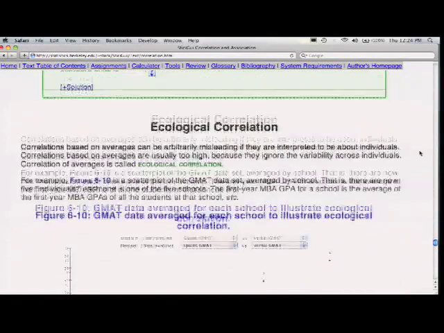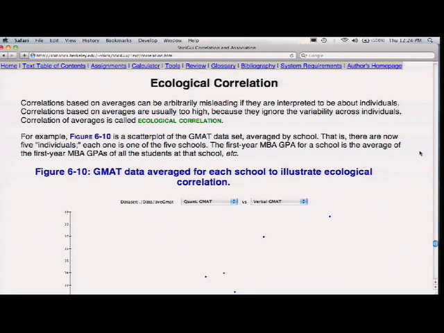Okay. Let's do something a little bit more conceptual: ecological correlation. There's a big difference between the correlation coefficient for measurements made on individuals and the correlation coefficient for measurements that are averages for different groups of individuals. For instance, at the very beginning of the chapter, we looked at the correlation coefficient for verbal versus quantitative GMAT scores for the 913 students. It turned out to be 0.35.